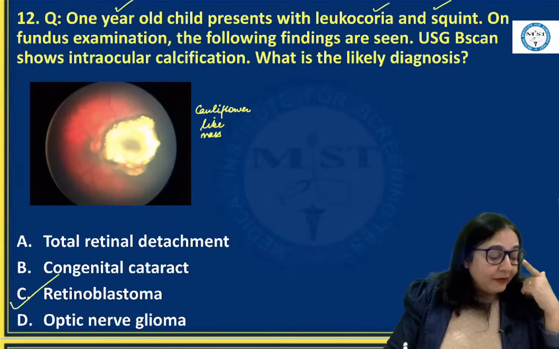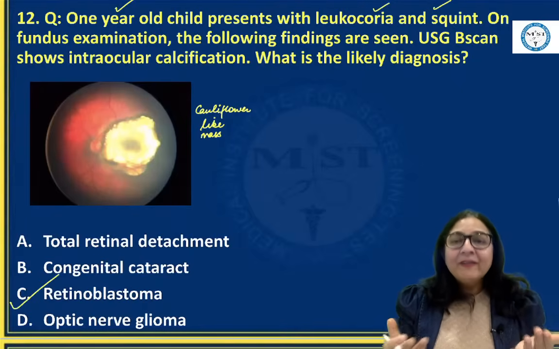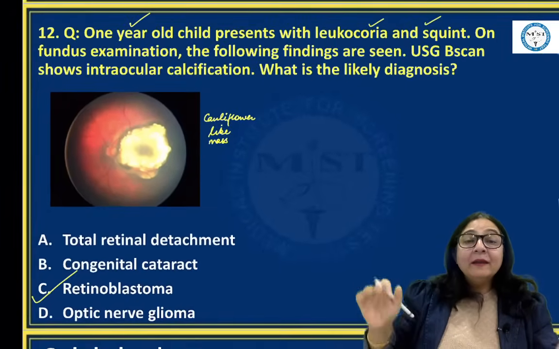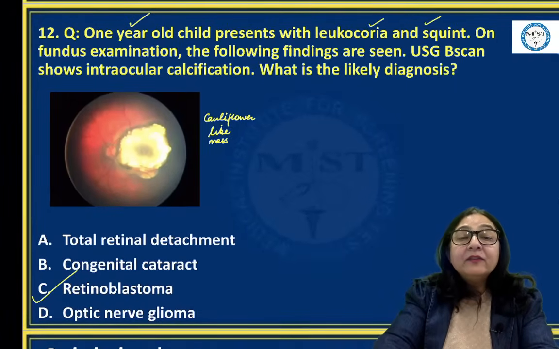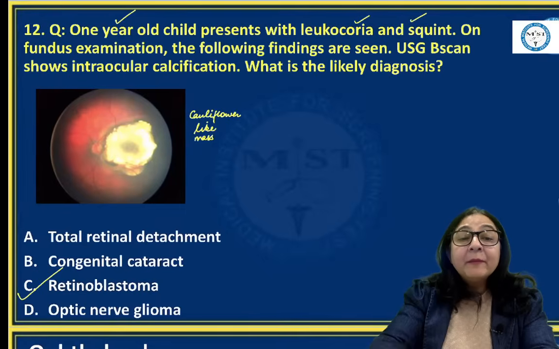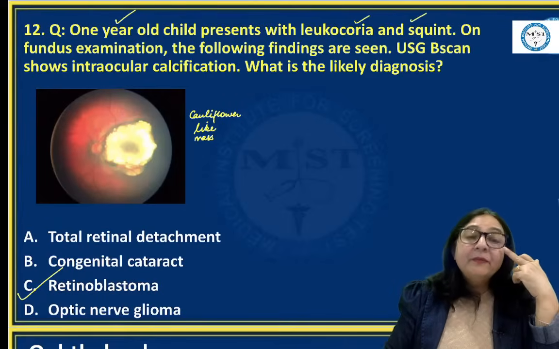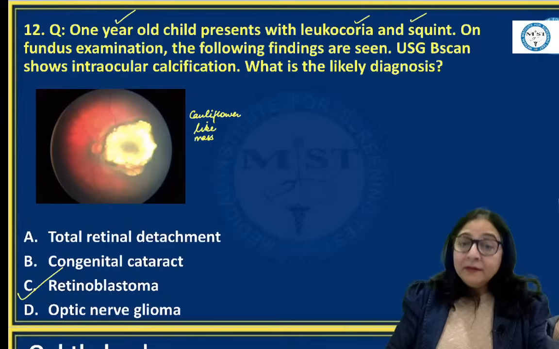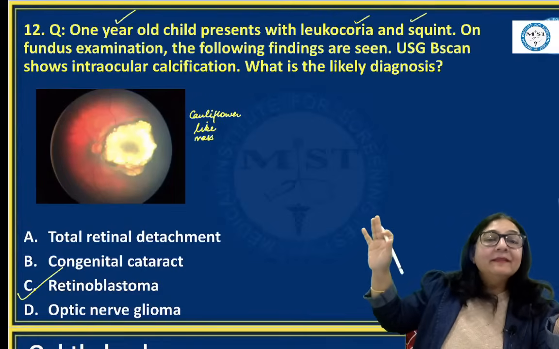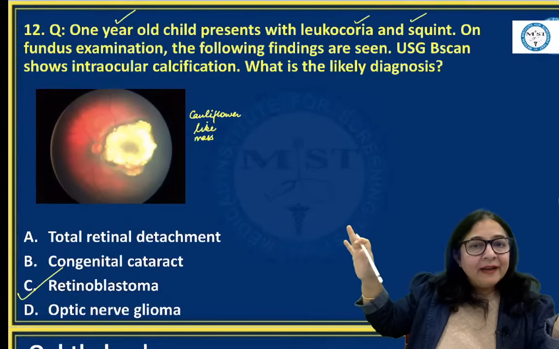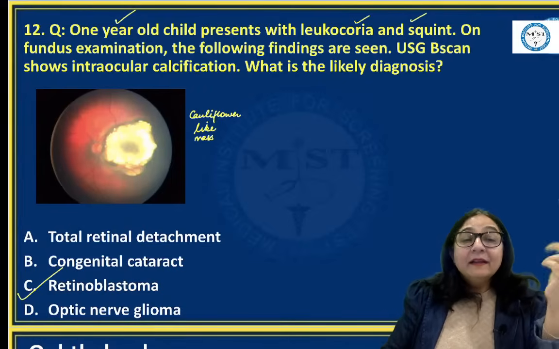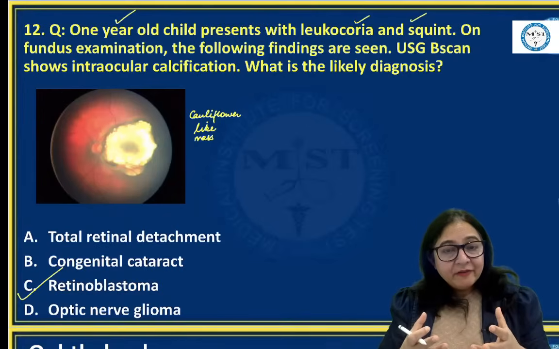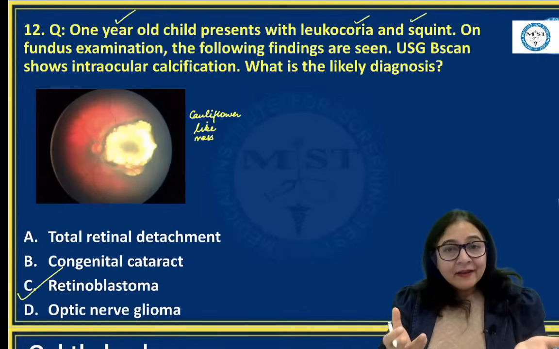So you know it's a case of retinoblastoma. Questions based upon retinoblastoma can come with all these kinds of presentations. Please remember the other options. Total retinal detachment can cause leukocoria, that's fine, but you do not see a total retinal detachment in this case. Congenital cataract can again cause leukocoria or a white pupillary reflex, but in those cases the retina will be normal.